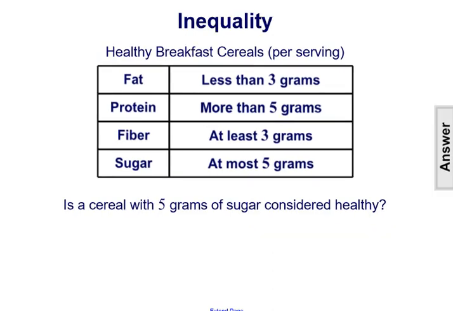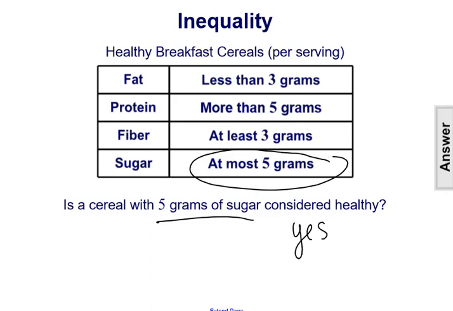One more example, though: is a cereal with 5 grams of sugar considered healthy? Again, if you're looking at at most 5 grams, how can you interpret that? You should be able to say yes, it's right on the border, but it is included in the at most 5 grams. If it was 1 more, with 6, it wouldn't be considered healthy anymore. Just like with the fiber, if you had only 2, it wouldn't be considered healthy. So you have to really look at what you're interpreting. Does that inequality include the equal to? Is it going to include the number itself, or is it just less than or greater than?